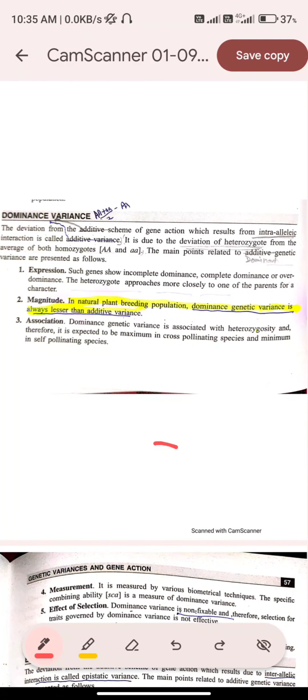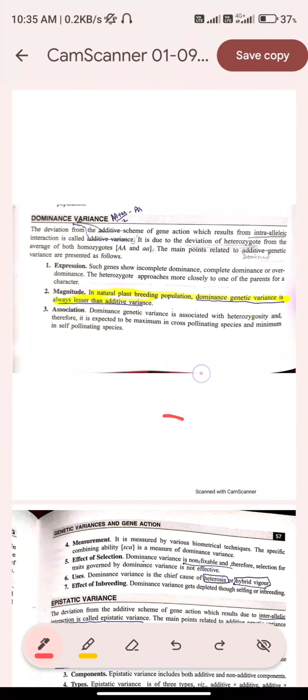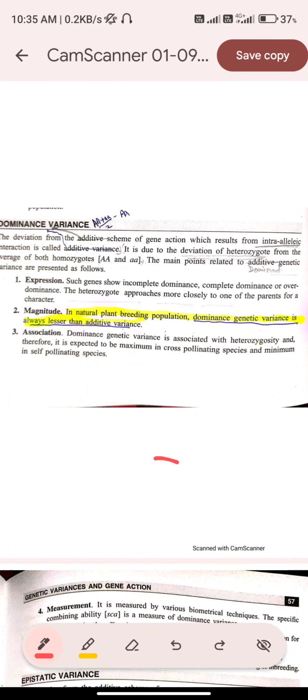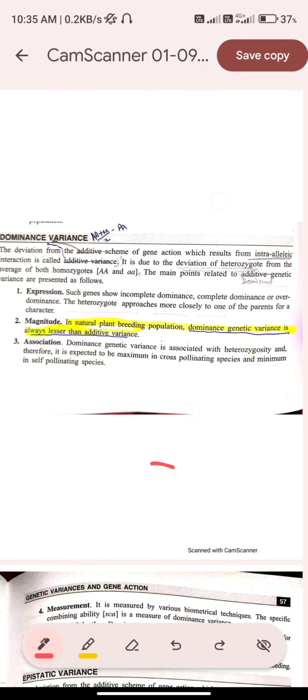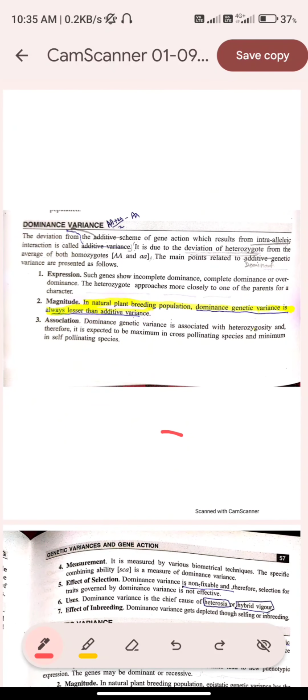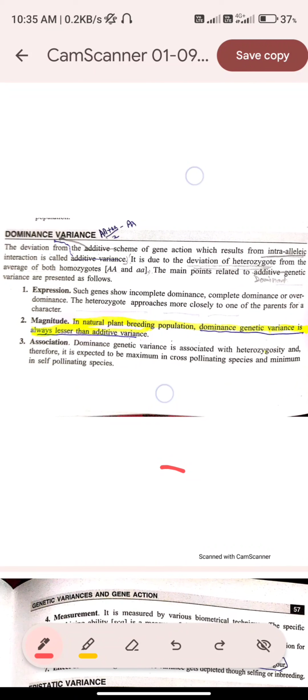Hello friends, in continuation with the part 1 series, we are now going to see the next variance, that is dominance variance. For additive genetic variance, you can see the previous video, that is part 1. Now what is dominance variance? Dominance variance can be seen as deviation from additive genetic variance. That is, it is the result of intra-allelic interaction.